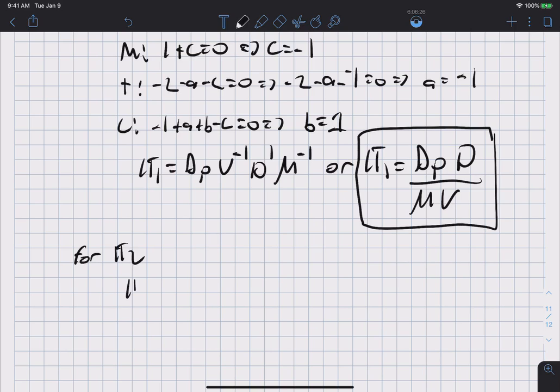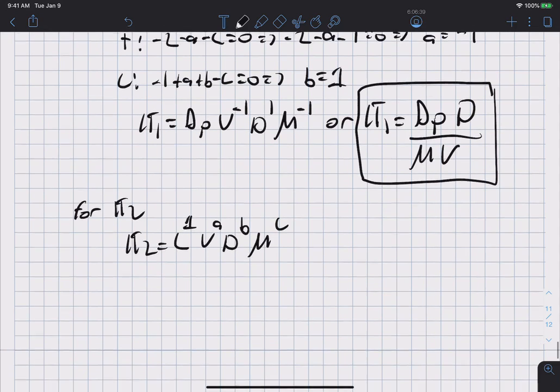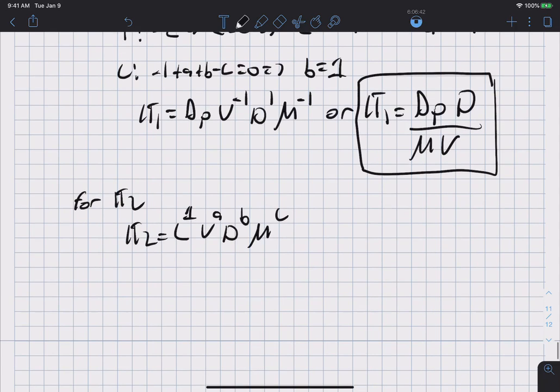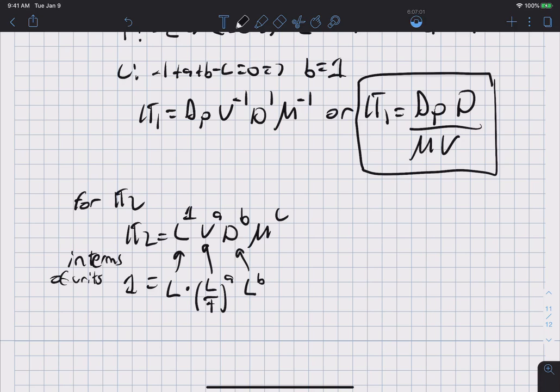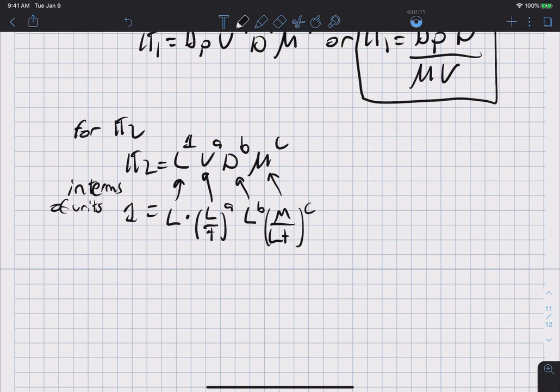For pi 2, we have pi 2 equals the non-repeating variable raised to the first power times v to the a times d to the b times mu to the c power. Okay, and in terms of units, we have 1 is equal to length, because the units of length are length, times length over time raised to the a power, times length raised to the b, times mass over length times time raised to the c. And so again, we need all the powers to be unitless.